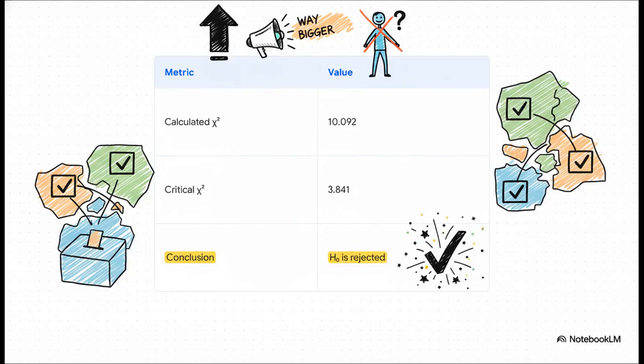And bingo. Now this is what a significant finding looks like. Check it out. Our calculated chi-square value is 10.092, which just blows past the critical value of 3.841. We have more than enough evidence. We can confidently tell the skeptic to take a hike and declare that yes, there is a statistically significant relationship between where a person lives and their voting preference.